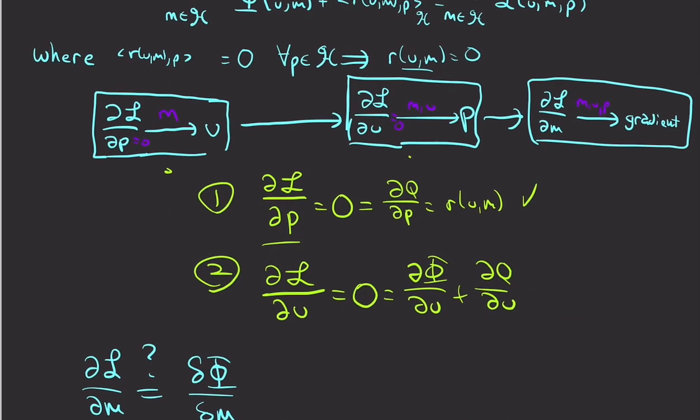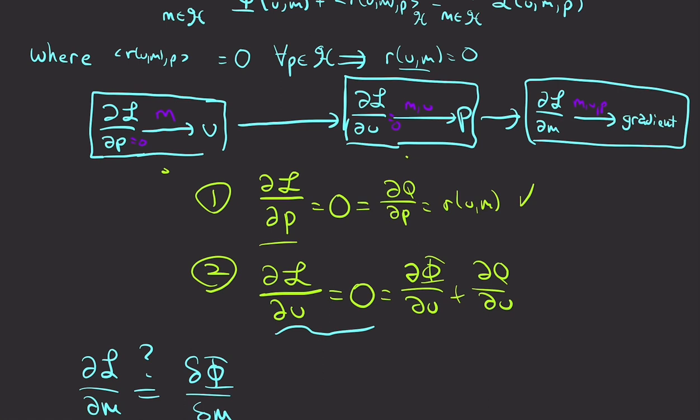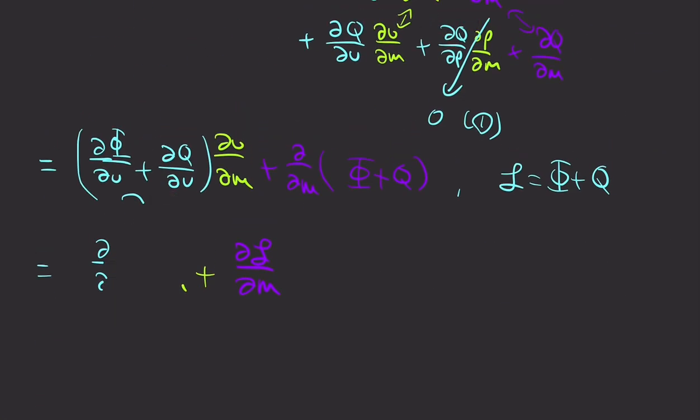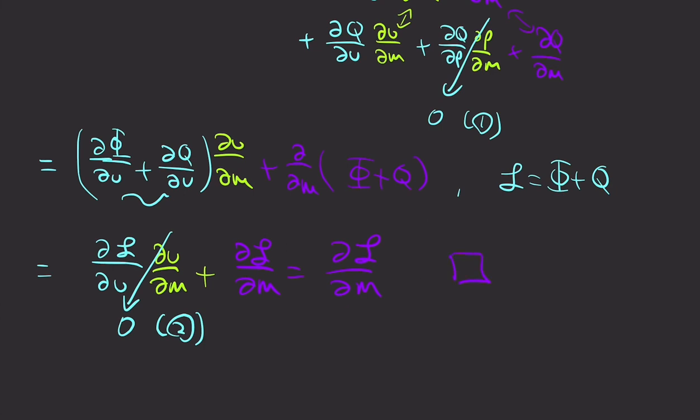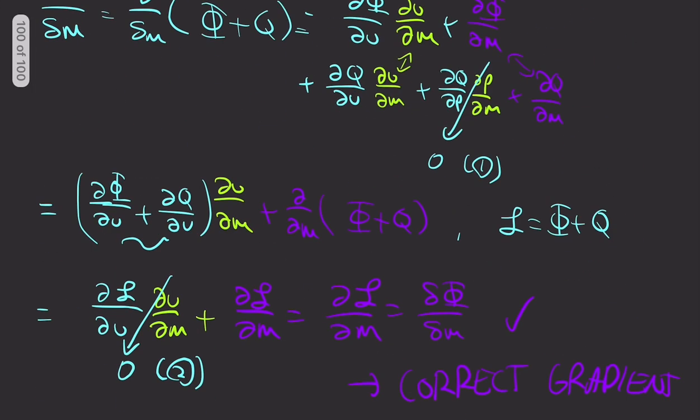Now, we already said that the partial of the Lagrangian with respect to u is 0 whenever 2 is satisfied. So that is 0 by condition 2. So this is equal to the partial of the Lagrangian with respect to m, and this overall was delta phi delta m. So we do get the correct gradient in this way. You can think about 2 as essentially killing the implicit dependence on m.